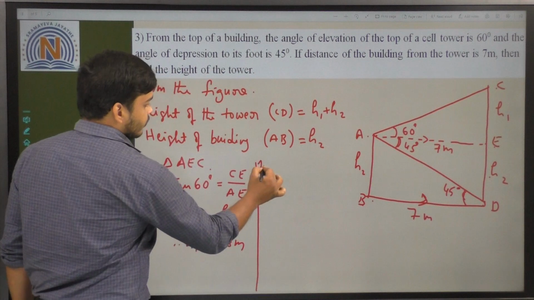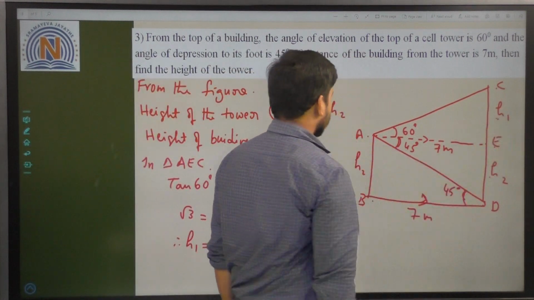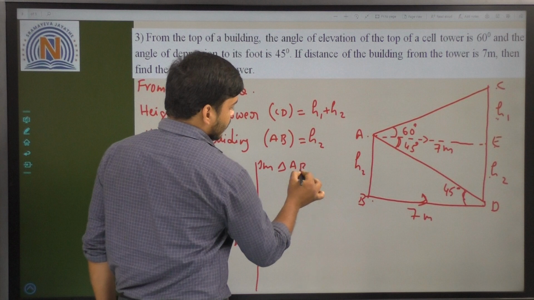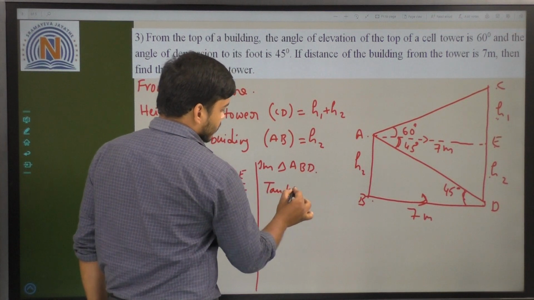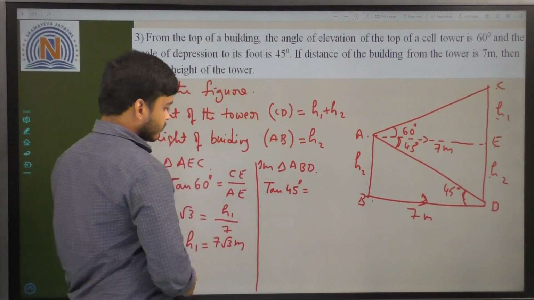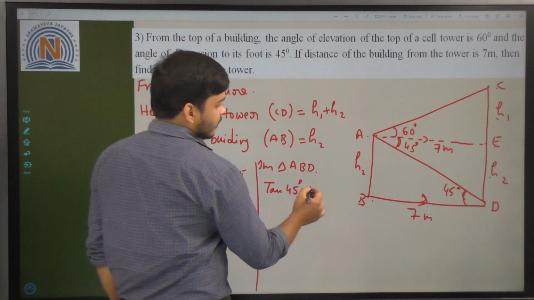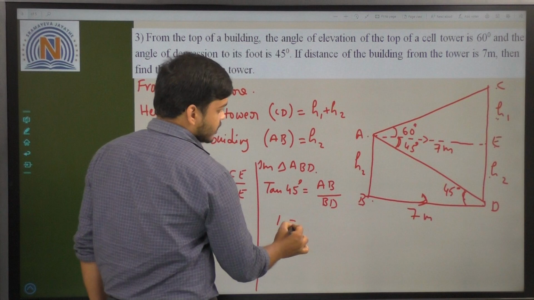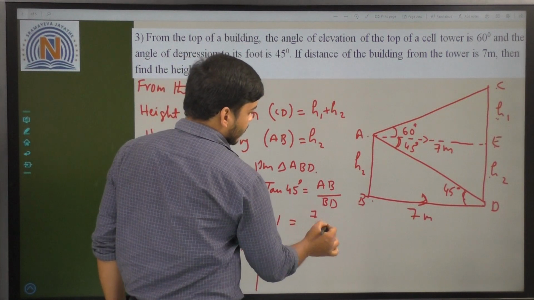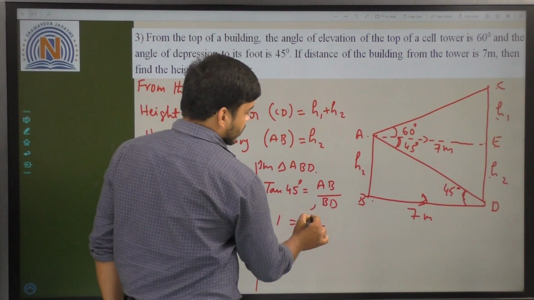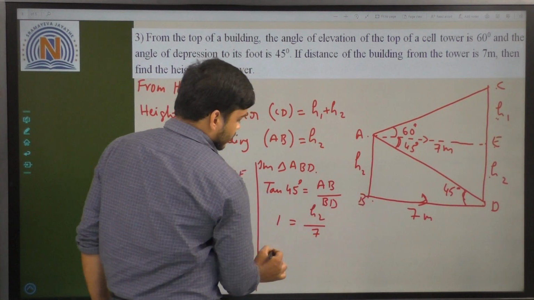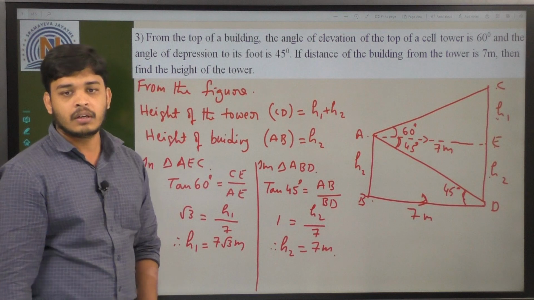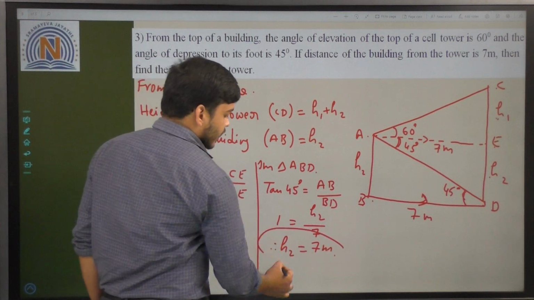Now in triangle ABD, tan 45 degrees is equal to AB by BD. tan 45 degrees value is 1, AB is H2, and BD is 7. Therefore H2 is equal to 7 meters. So the height of the building is 7 meters.